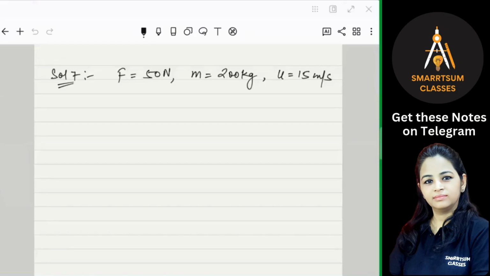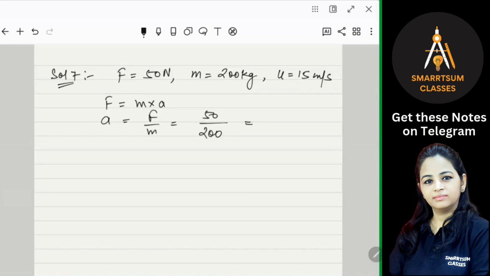Yeah. So force is this, mass is this, and U is this, right? As we know, acceleration is not given here, but force and mass are given. So we can find the acceleration, right? F is equal to M into A. A will be F upon M, right? F is 50 and M is 200, right?